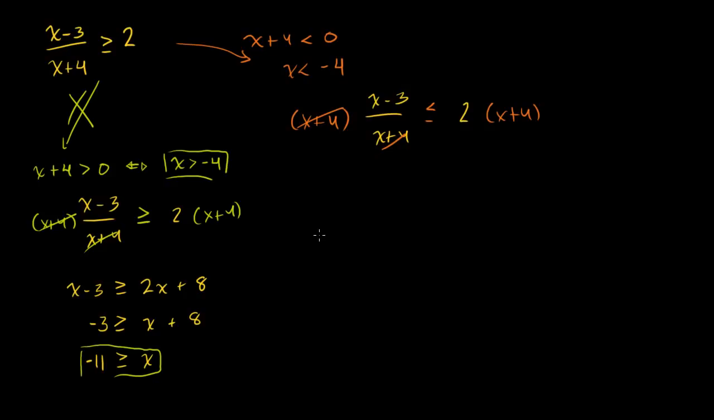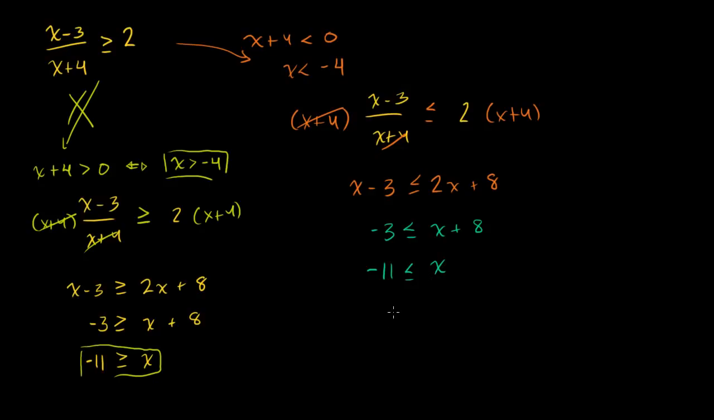This and this cancel out, and then we get x minus 3 is less than or equal to 2 times x plus 2 times 4, which is 8. And we do the same algebra. Let's subtract x from both sides. We get minus 3 is less than or equal to x plus 8. If we subtract 8 from both sides, we get minus 11 is less than or equal to x.